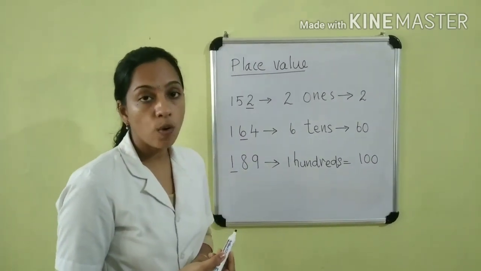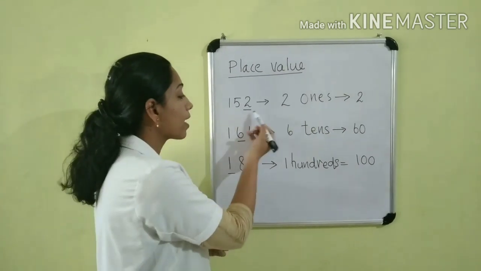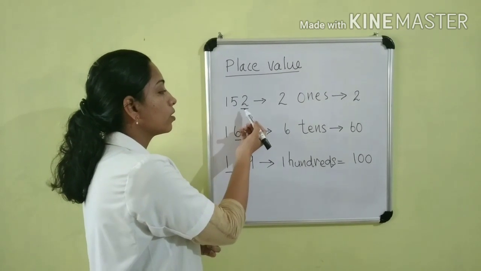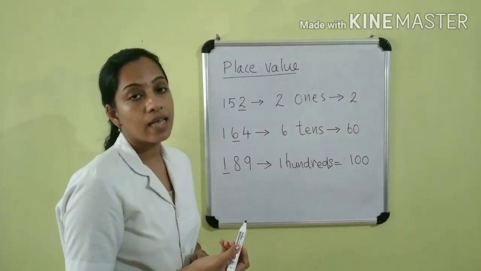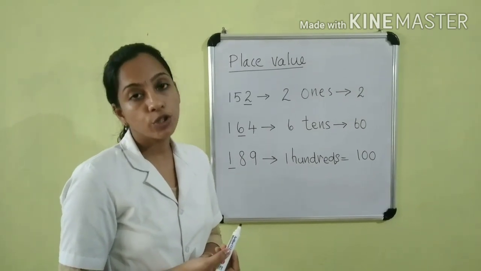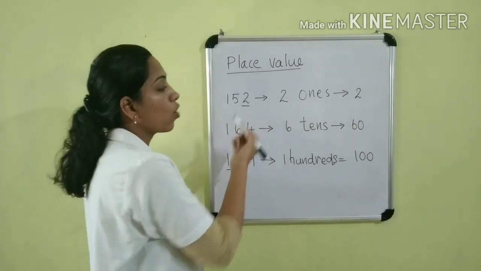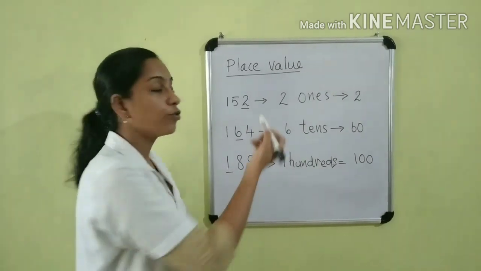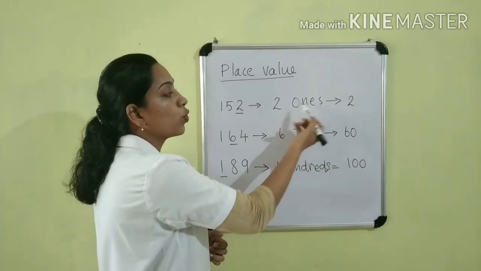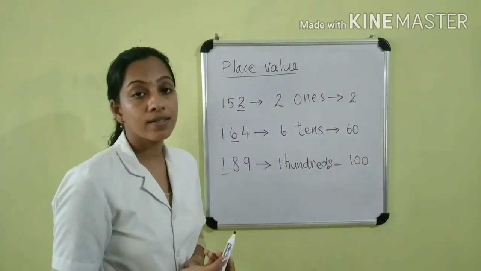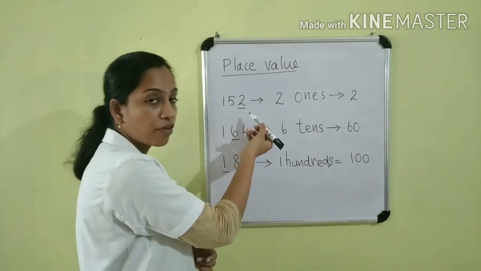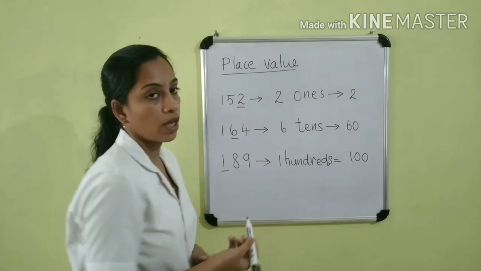Here I have written 3 numbers. We have to find out the place value of the underlined digits. In the first example, the number 2 is underlined. So we have to find out the place value of 2. Tell me children, what is the place value of 2? 2 comes under ones place. So we can write 2 ones. What is the value of 2 ones? It's 2. So the place value of 2 in 152 is 2.